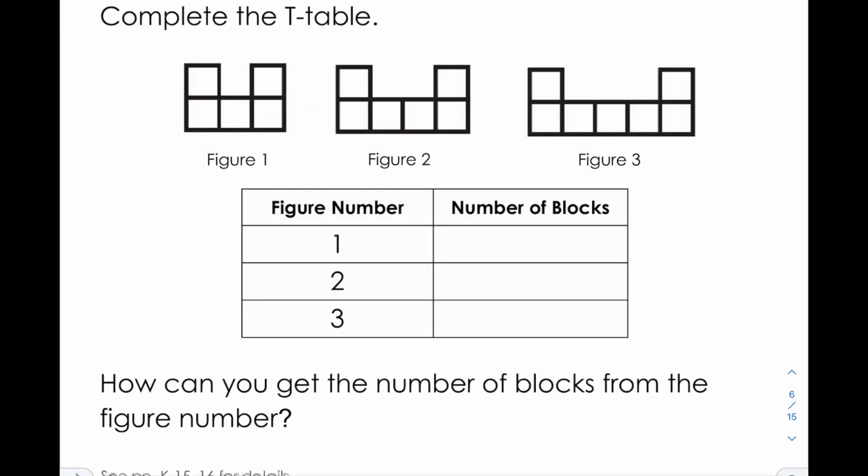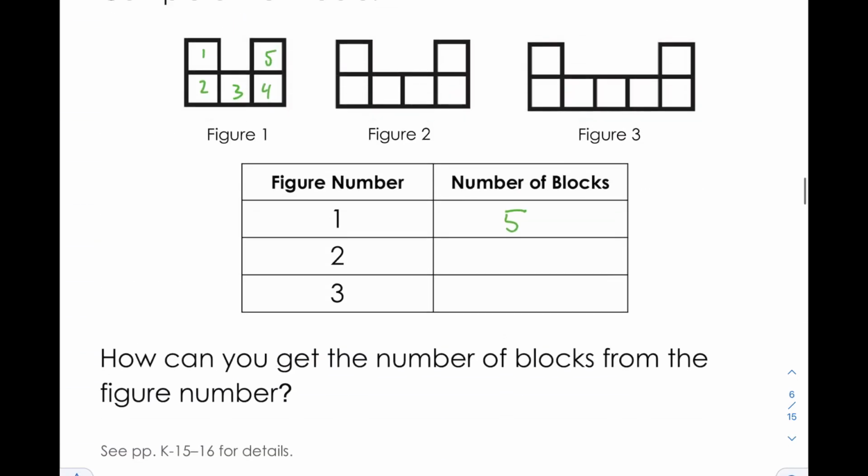So we have a table. We have 3 figures, and each one has a number of blocks. So here we could see that figure 1 has 1, 2, 3, 4, 5 blocks. If you were to count them, figure 2 has 6 blocks. And figure 3 has 7 blocks. So each time we added 1 more block.